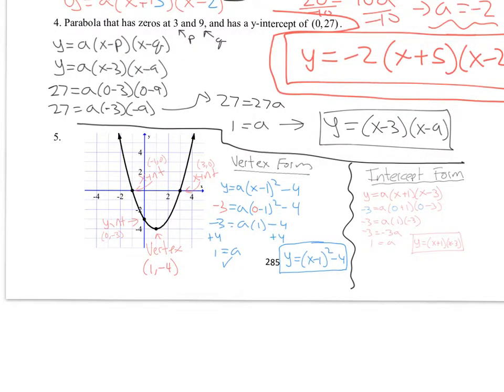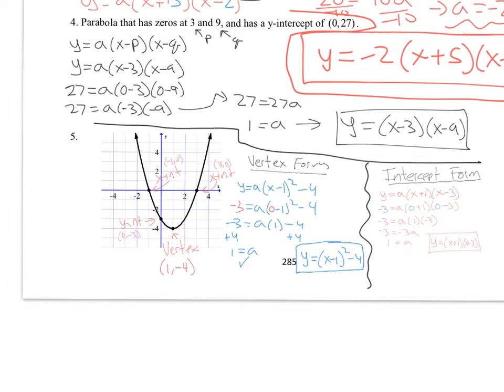Okay, check it out. We got a couple answers here. If you chose to use vertex form, then your answer is y equals (x minus 1) squared minus 4. And if you chose to use intercept form, your answer is y equals (x plus 1) times (x minus 3). Now, how could it have two equations? Well, they're really the same equation, they're just written in different ways. For vertex form I used (0, negative 3), that's my y-intercept, as my extra point. And I used the same (0, negative 3), the y-intercept, when I did intercept form.